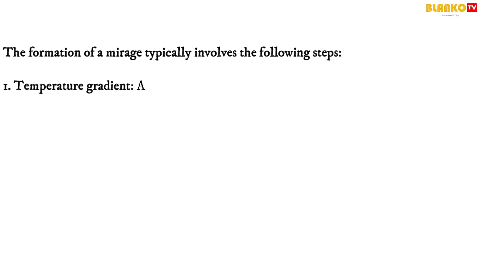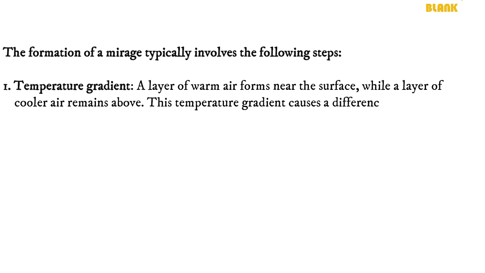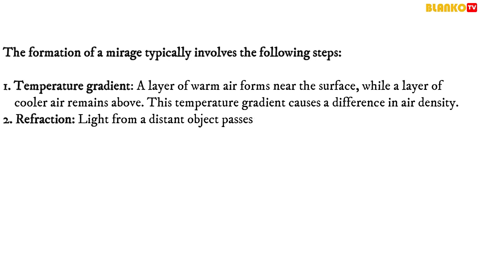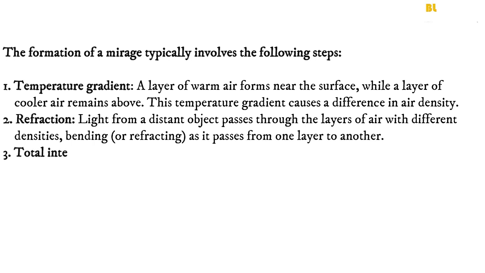1. Temperature gradient. A layer of warm air forms near the surface, while a layer of cooler air remains above. This temperature gradient causes a difference in air density. 2. Refraction. Light from a distant object passes through the layers of air with different densities, bending or refracting, as it passes from one layer to another.